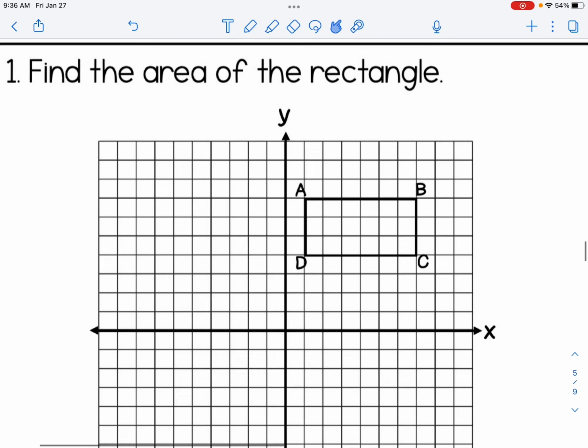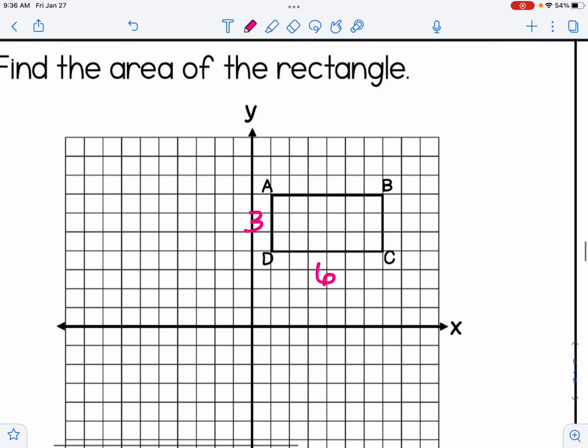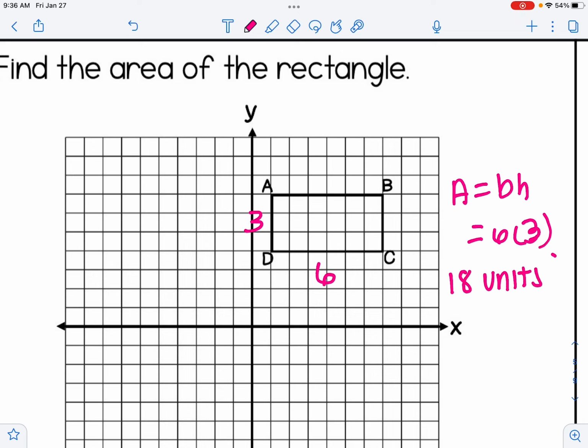In example 1, we are asked to find the area of the rectangle. I can see in this picture that the base and the height are easily counted. The base is going to have a measure of 6 units. The height has a measure of 3 units. And area is base times height of a rectangle. So we have 6 times 3, or 18 units squared. Remember, anytime we are calculating area, we are always talking about units squared.